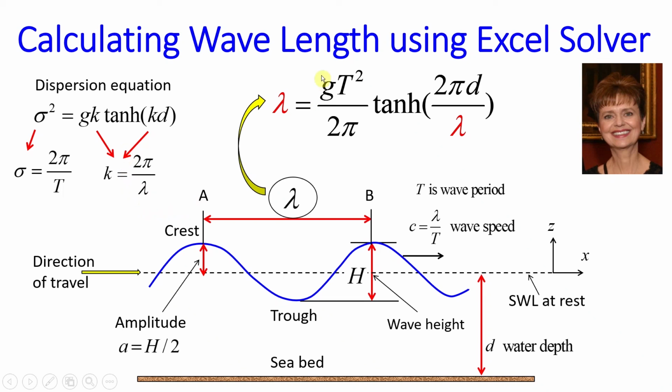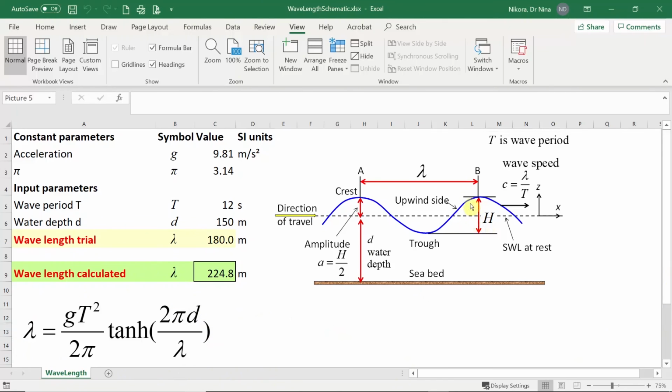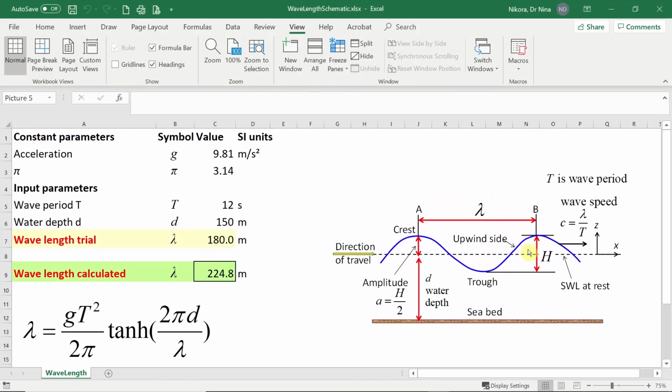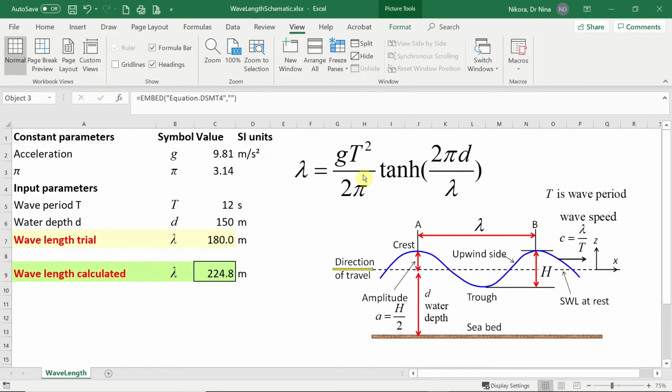So let's calculate lambda using Excel Solver. So we'll go to Excel and calculate this. Let's use Excel to calculate the wavelengths. For your convenience, I show my diagram with definitions on the same spreadsheet, and I also show this equation which I will be using to calculate wavelengths. I will move it a little bit and I will put my equation here so that you can see.